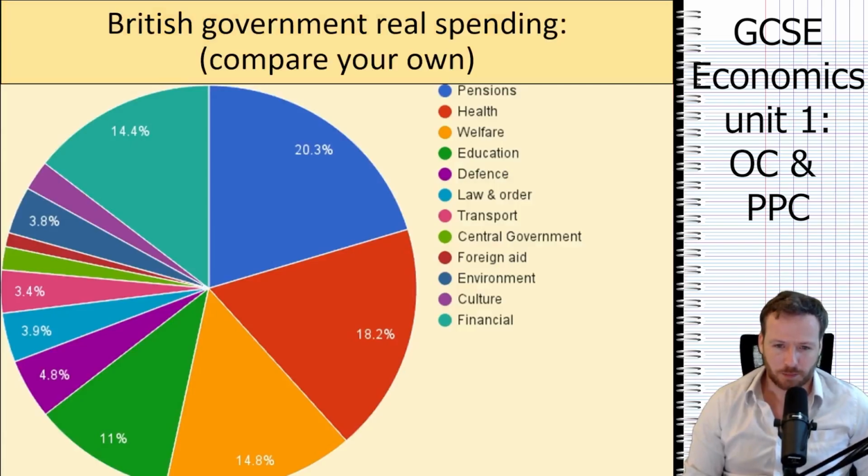Let's have a look. Look at this. So pensions and health in the UK, very different to what we saw with North Korea. Pensions and health take up the majority of the pot. And then the third one is welfare. So all these retired people in the UK taking a massive amount of tax money. That's why the NHS is under stress right now.